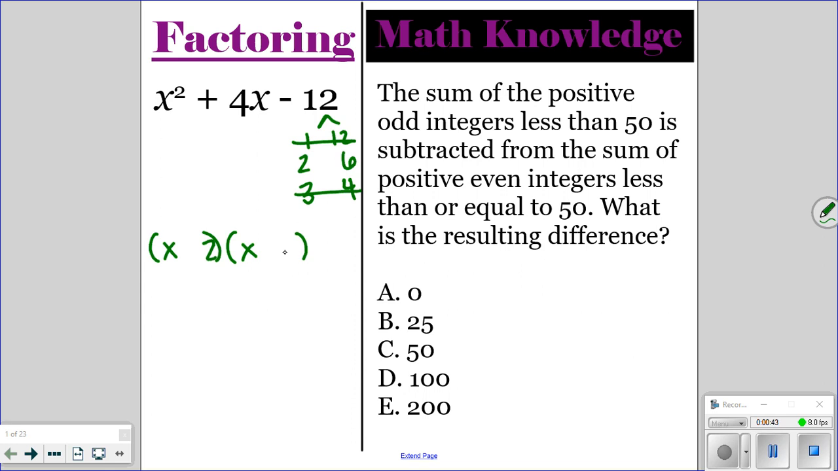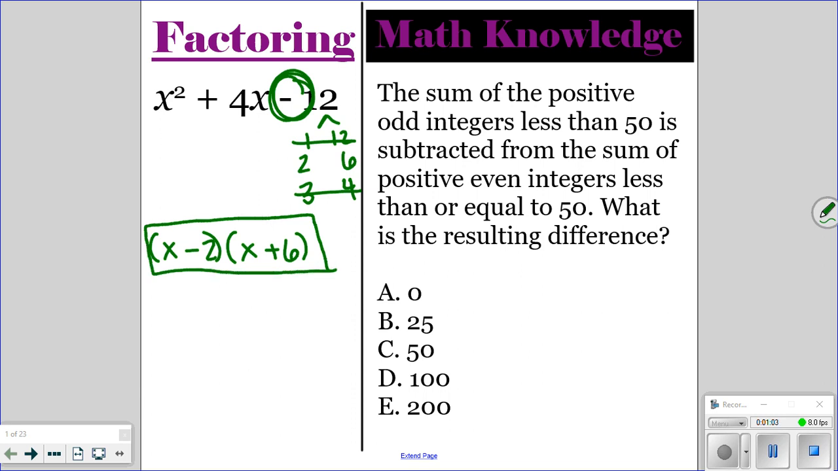So we could go ahead and put in 2 and 6. And then we know that one is positive and one is negative from that negative sign. They tell us it's a positive 4, so that means that our larger number has to be positive. So the 6 is going to be positive, and then the 2 is going to be negative. And so that would be your answer for the factoring.